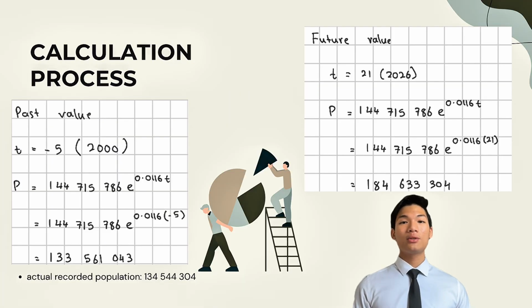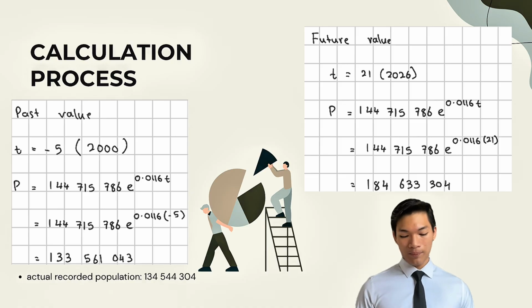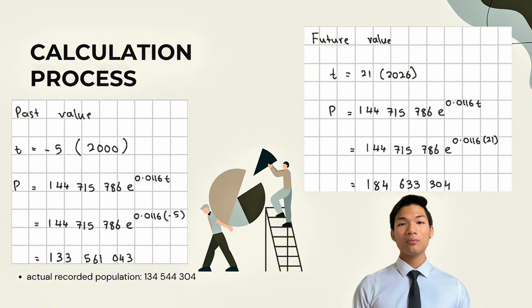So in this part, we are trying to use the MAT097 model to calculate the past and also future values. The past value here refers to estimating the population before the starting data year. So in this case, we are trying to predict the population in the year 2000. From what you can see in the final answer, there is only a slightly small difference between the predicted value and the actual recorded population, and that indicates that the model is still reliable in predicting the past value.